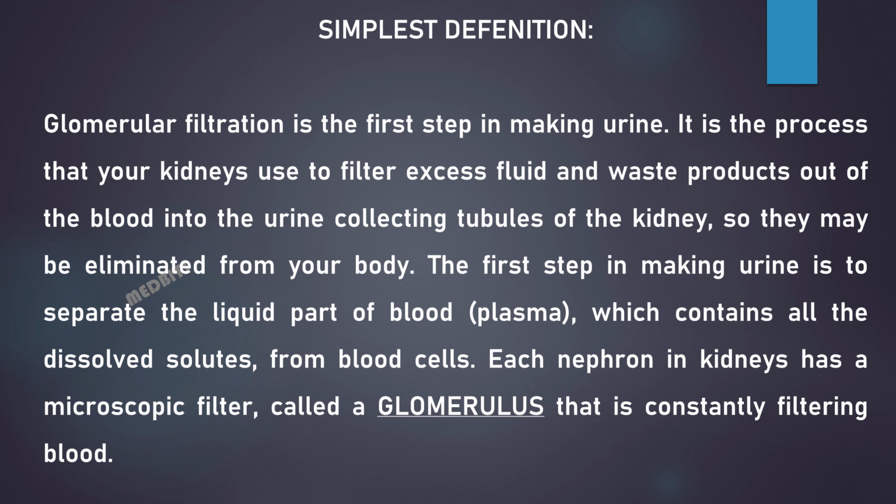The first step in making urine is to separate the liquid part of blood known as plasma, which contains all the dissolved solutes, from blood cells. Each nephron in the kidney has a microscopic filter called a glomerulus that is constantly filtering the blood.